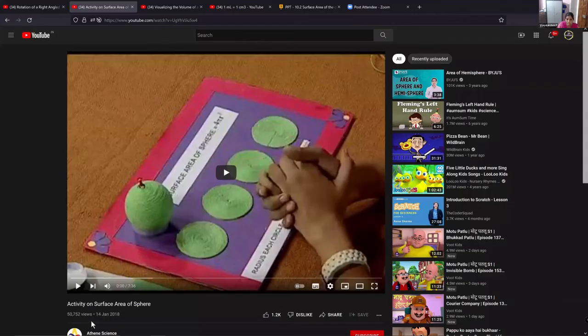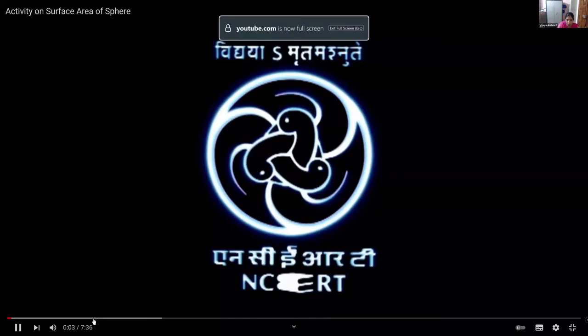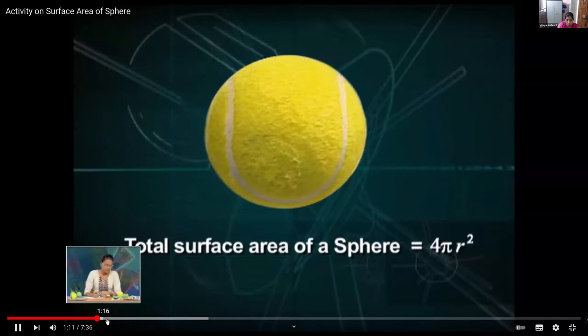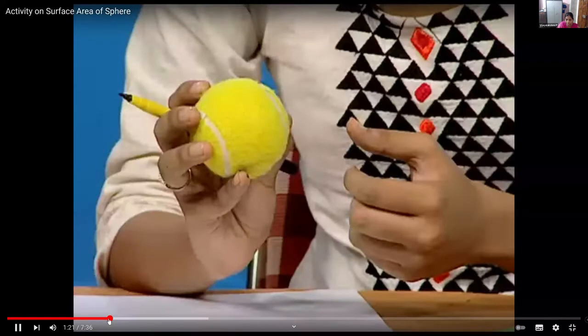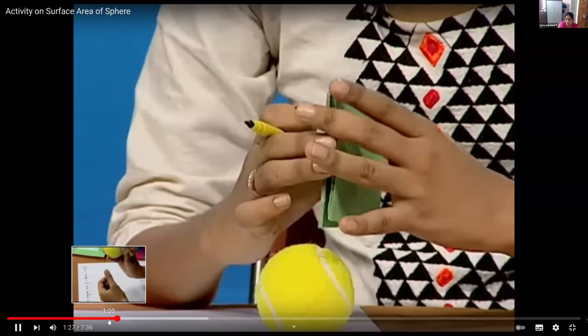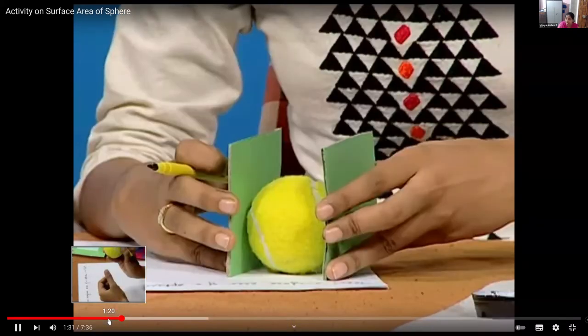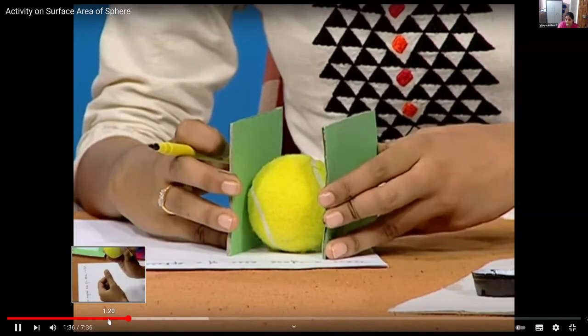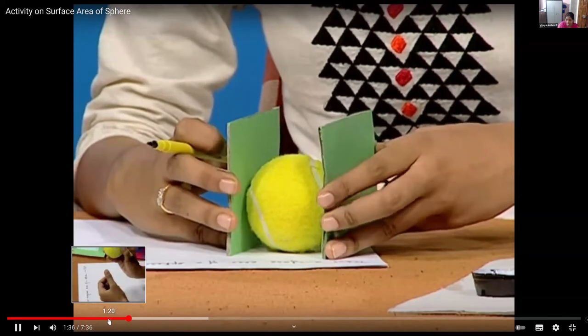What are the materials required for this activity? First, she will find the diameter of this sphere. So she is showing how to find the diameter of the sphere. Surely we will have the WhatsApp group. We can send this link so the children will see in detail how to find the surface area of the sphere.